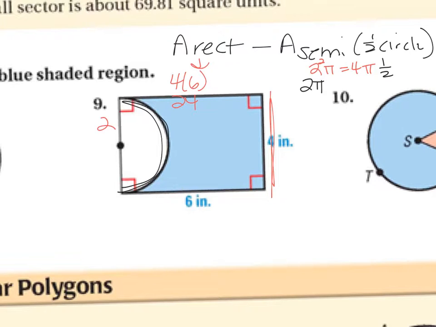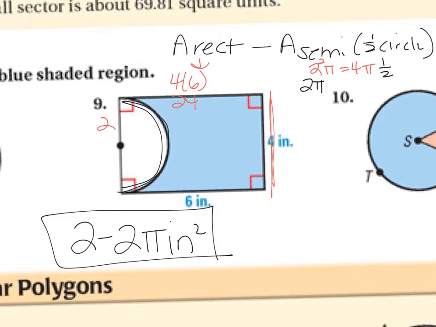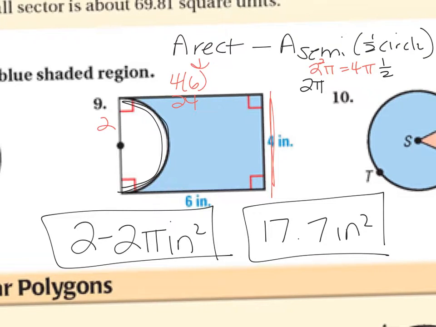So if it said to keep it in terms of pi, it would be 24 minus 2 pi inches squared. If it said to use the calculator, it's 17.7 inches squared. I wrote the wrong thing. 24 minus 2 pi inches squared.